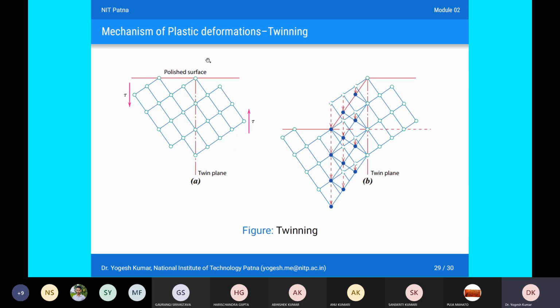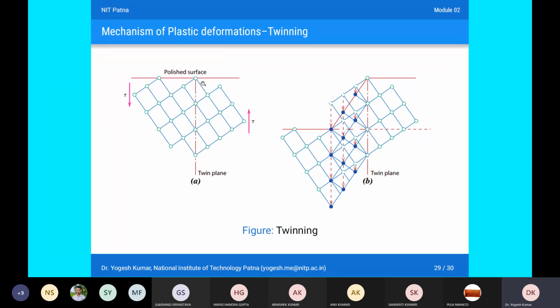How does plastic deformation take place in the case of twinning? Let us understand through this simple figure. Initially this is your crystal structure, or arrangement of atoms in the metal. Here we can see that at this plane these are mirror images. Now let us see what happens when we apply shear stress on this twin plane.